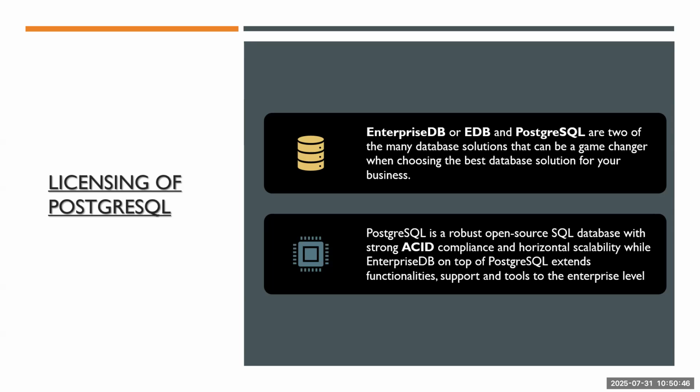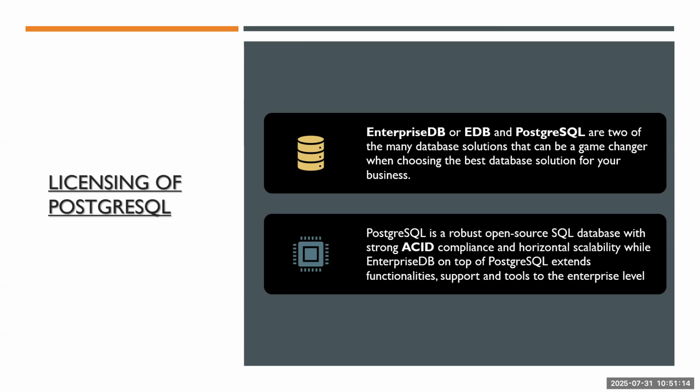Postgres also supports horizontal scalability. It means you can add multiple servers where you can distribute your workloads. That is one advantage with the Postgres engine. Every engine will support vertical, but horizontal is also very important. It supports horizontal. In addition to that, you can also go for Enterprise Postgres DB.